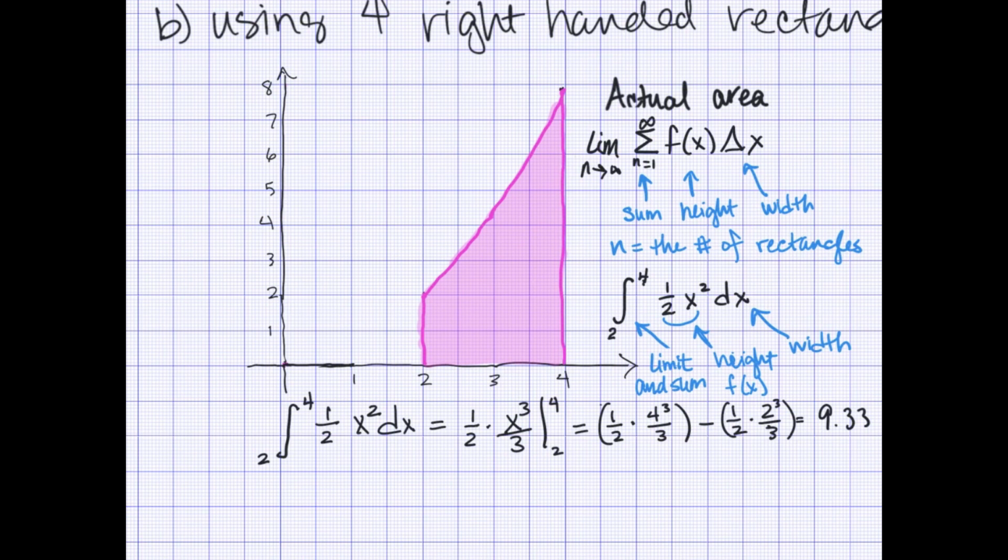We have a separate video on how to do that. But when we do that, we find that the actual area underneath that curve is 9.33. So by changing the number of rectangles, we've gone from over 12 to 9.33 as the actual. And that's what integration is all about. So good foundational piece here. And that's it. Thank you.